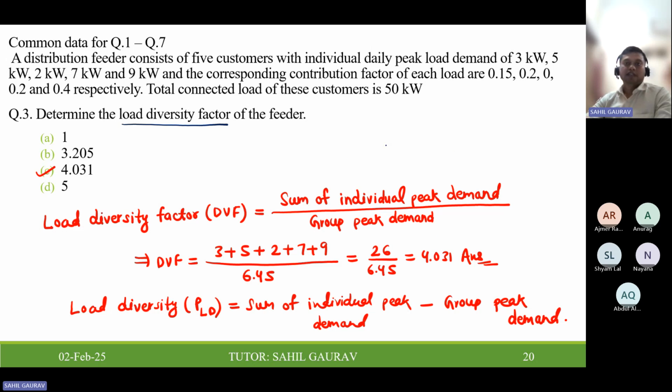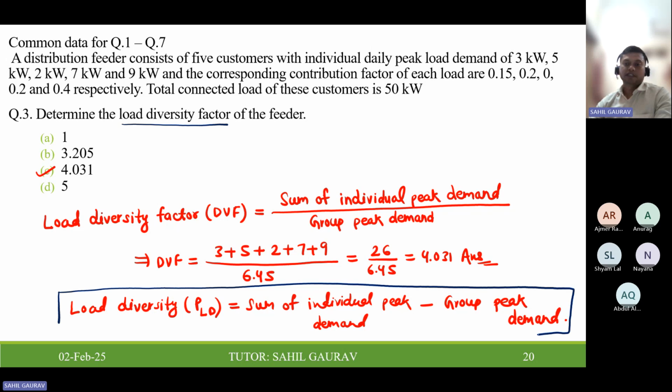Individual peak demands are 3 kilowatt, 5 kilowatt, 2 kilowatt, 7 kilowatt, 9 kilowatt. So it will come as 26 kilowatt. And group peak demand we have found from the first problem. It is 6.45 kilowatt. So it is coming at 4.031. And if anyone is asking about the load diversity, that means sum of individual peak demand minus group peak demand. So load diversity factor and load diversity are different. So just be careful. Load diversity is the sum of individual peak demand minus group peak demand.